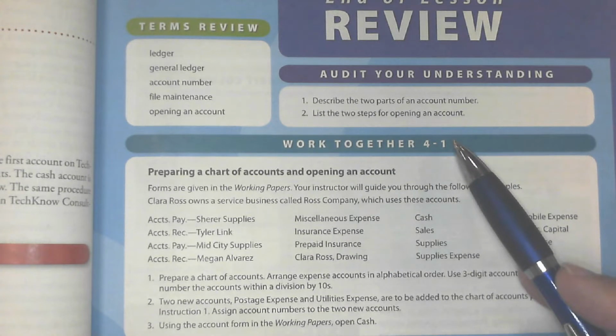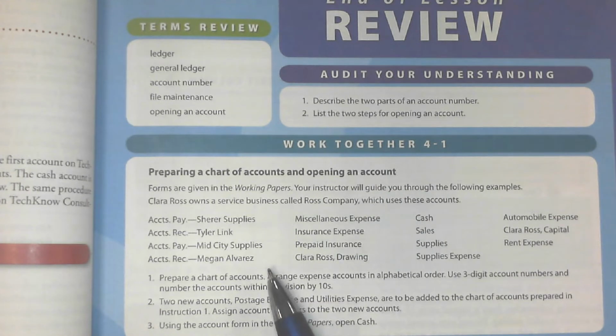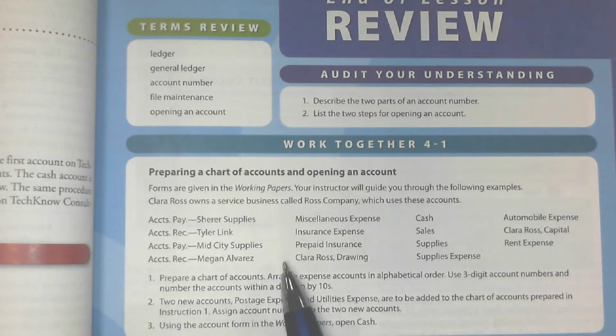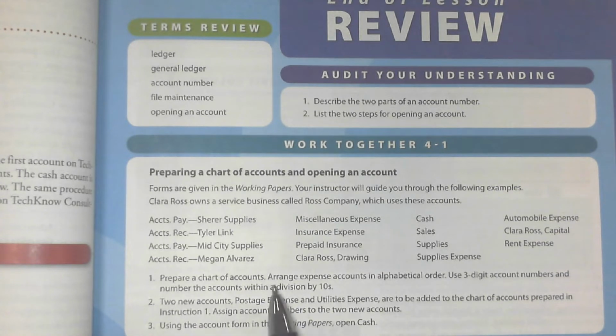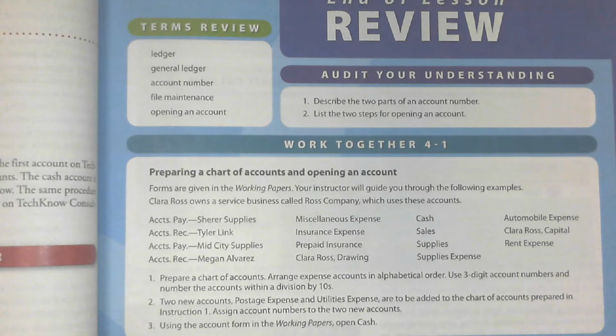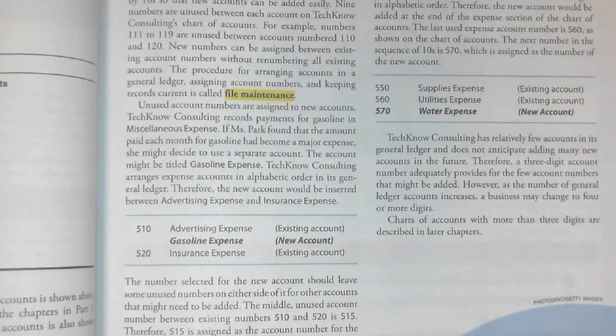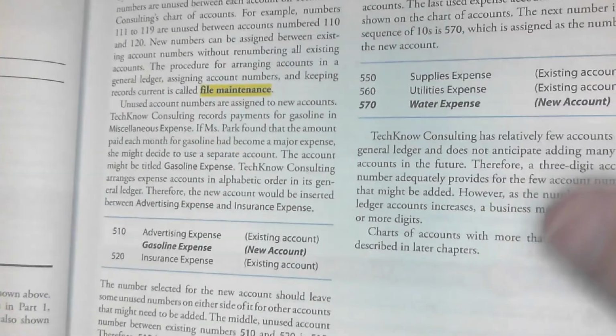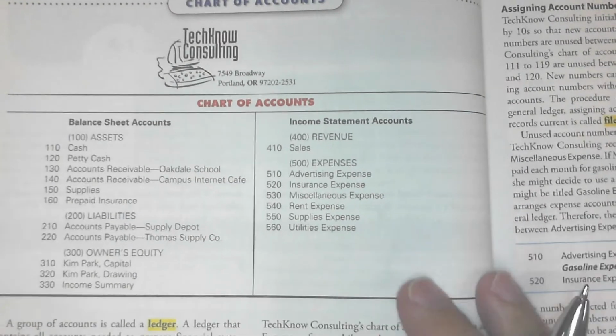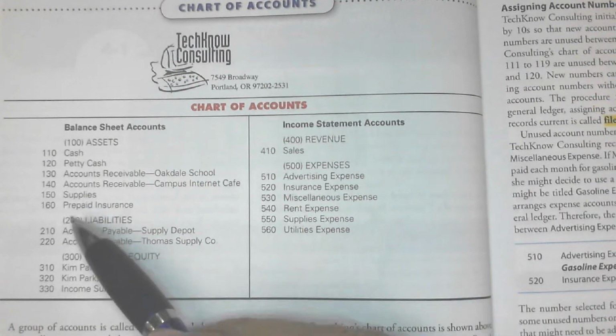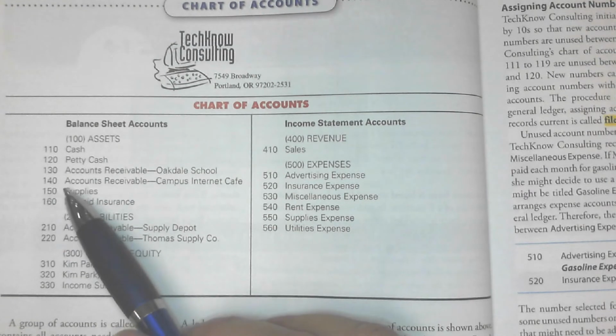So for the work together 4-1, we're going to create a chart of accounts for this business. So here are all of our account titles. Prepare a chart of accounts, arrange expense accounts in alphabetical order, use 3-digit account numbers, and number the accounts within the division by tens. The reasoning for that is so if we need to add accounts later on, there's enough room in between account numbers to add additional accounts, so everything stays in alphabetical order.